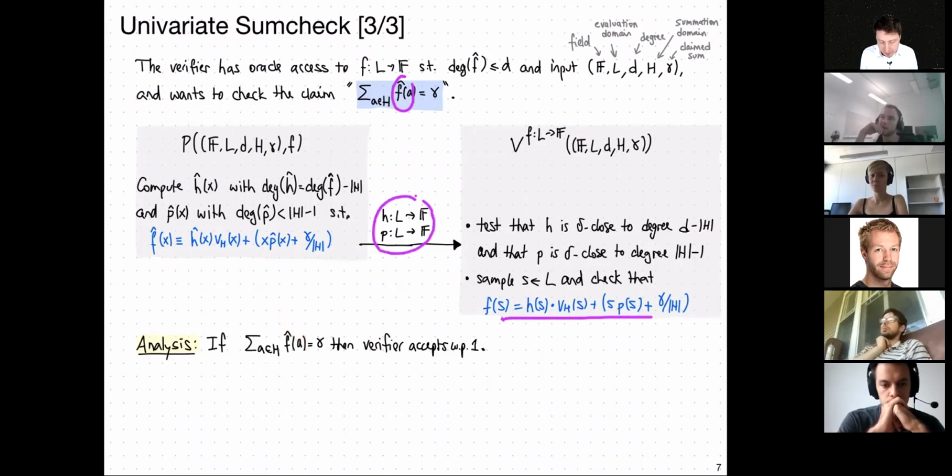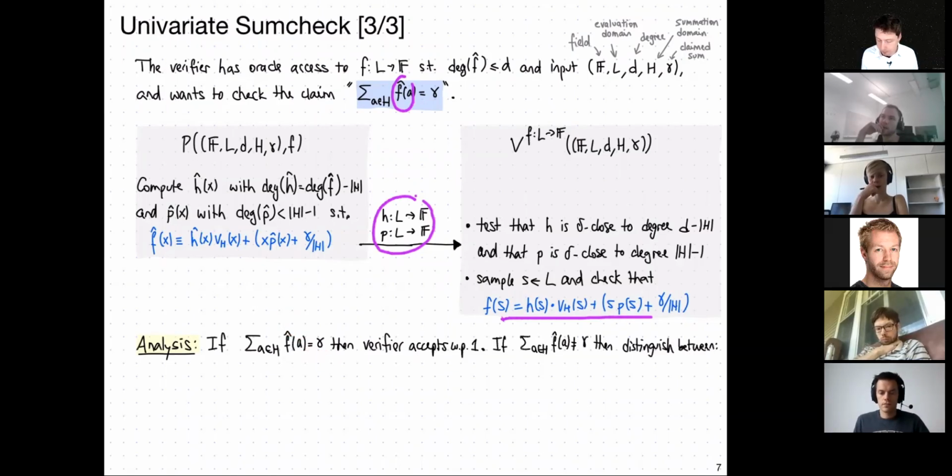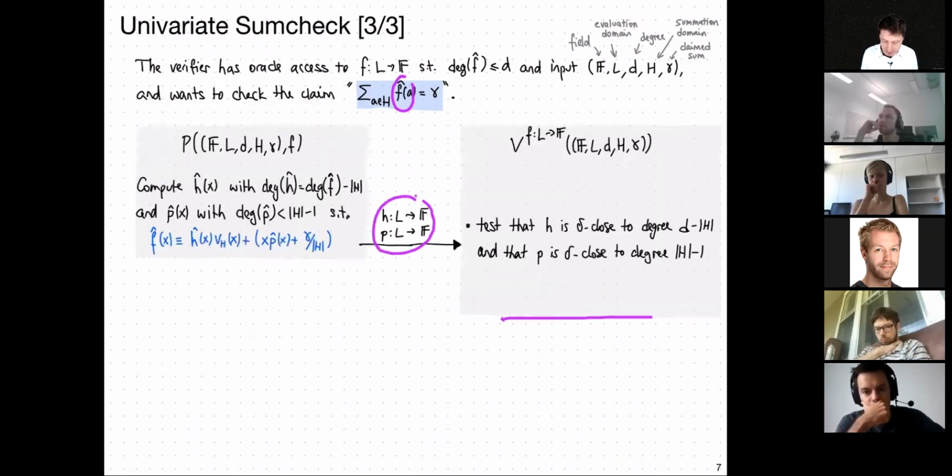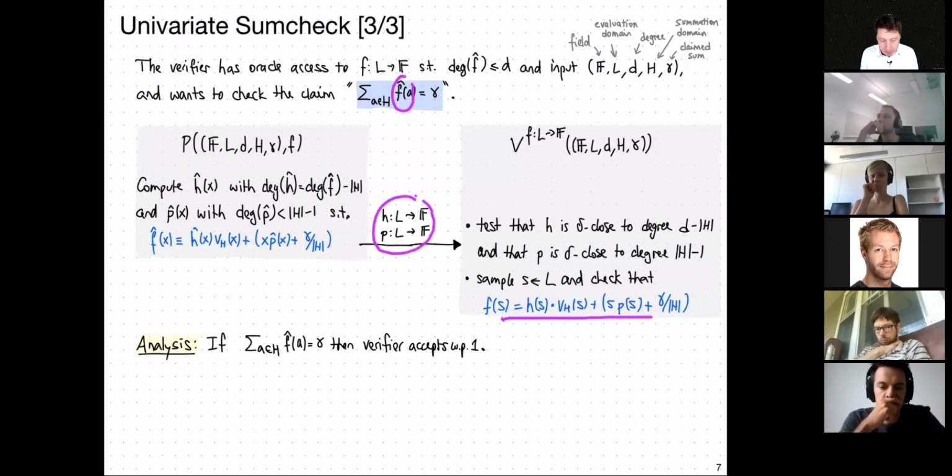Suppose that F hat evaluates to gamma, then the verifier accepts with probability 1. Why? Because we know that if that is the case, then G hat at 0 times H is going to be gamma. But what does that mean? It means that if we pull out the constant term, it is going to look like gamma over H. And then we don't care what the rest is. So we just ask the prover to give us what the rest should have been, and we just check that things have the right form.